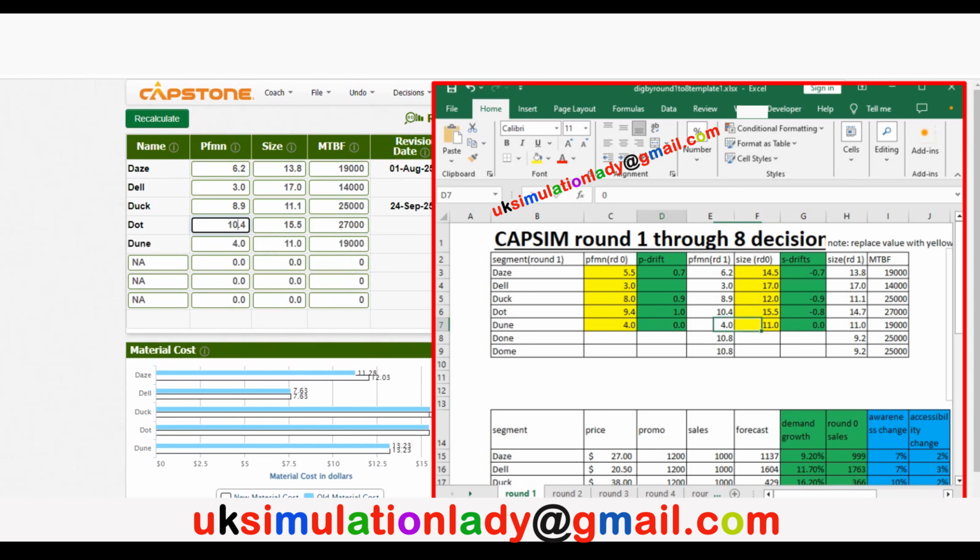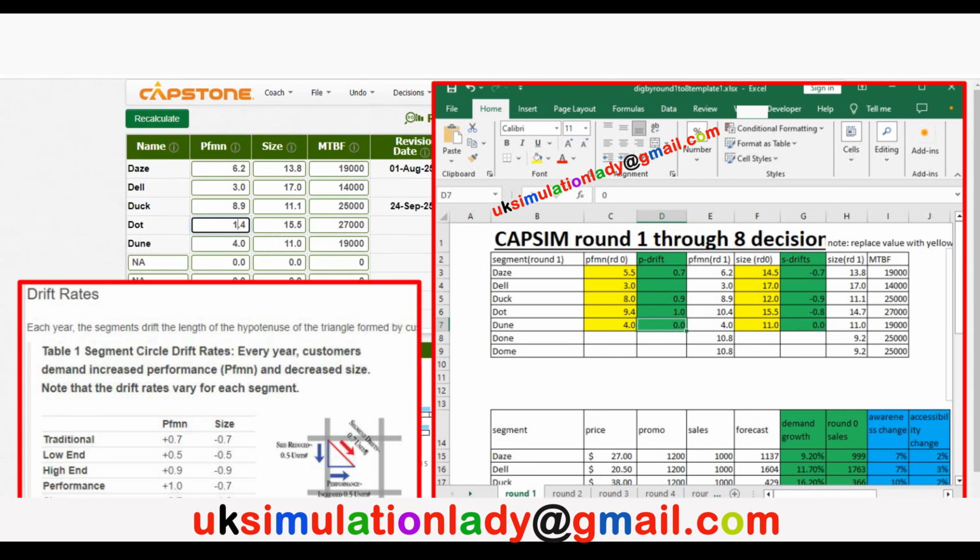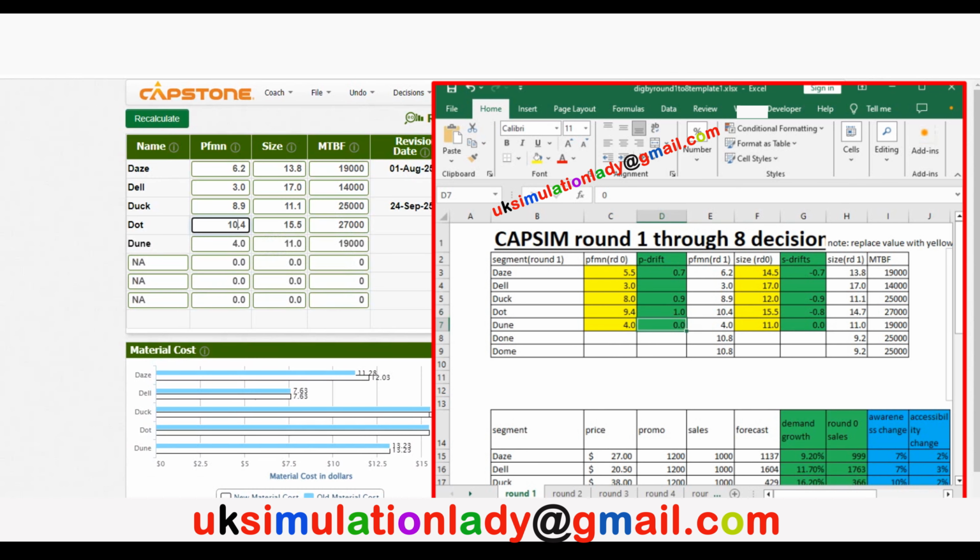DOT currently has a performance coordinate of 9.4 and a size coordinate of 15.5. From the Industrial Condition Report, the performance segment has a drift of 1.0 for performance and 0.7 for size. Using these drifts, we can calculate DOT's new performance and size coordinates. The new performance coordinate is 10.4, and the size coordinate is 14.8. For easier calculations, you can add Capsim Round 0 coordinates and the drift to the Capsim Excel template, which will calculate DOT's Round 1 values as shown.